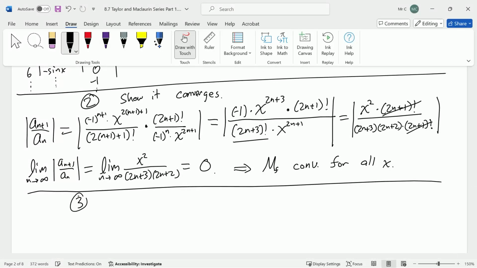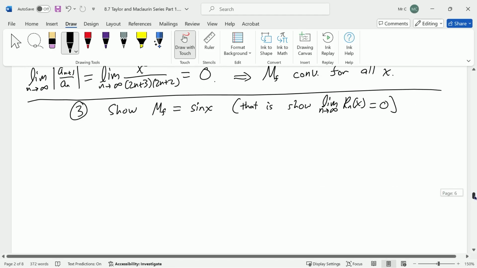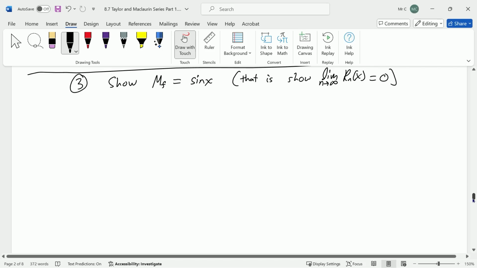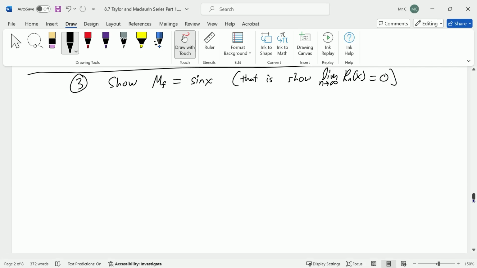And so part 3, the last part here, is that we need to show that the Maclaurin series is actually equal to sine of x. In other words, show that the limit of the remainder goes to 0. Okay. Whew. What can we do here?